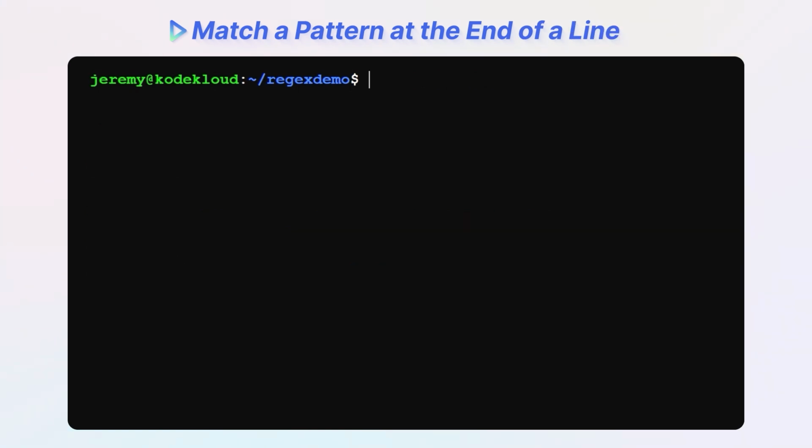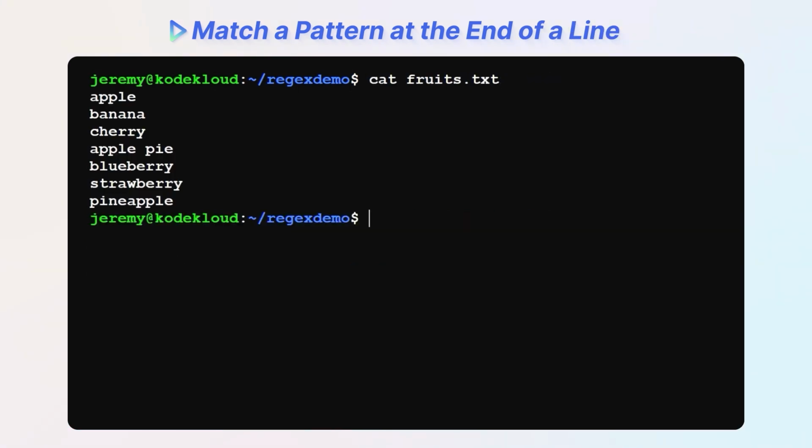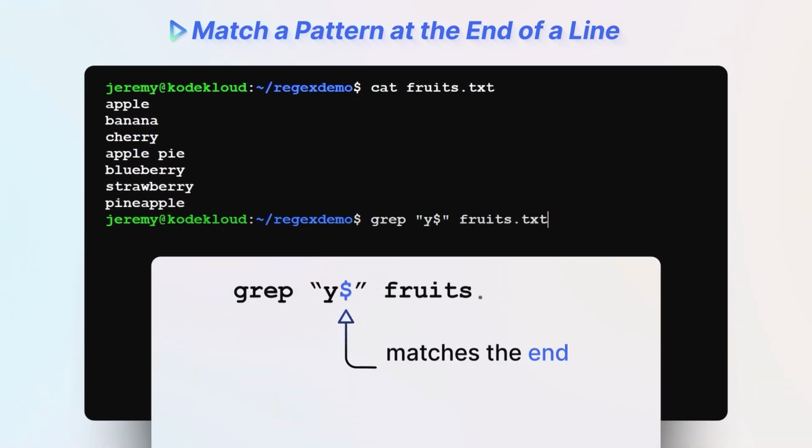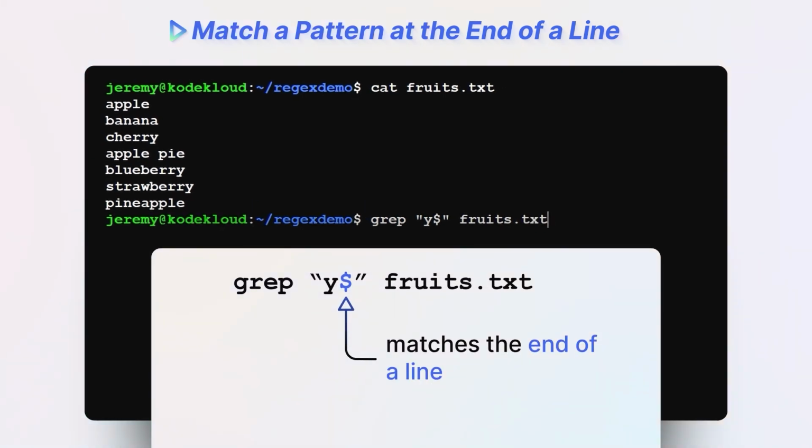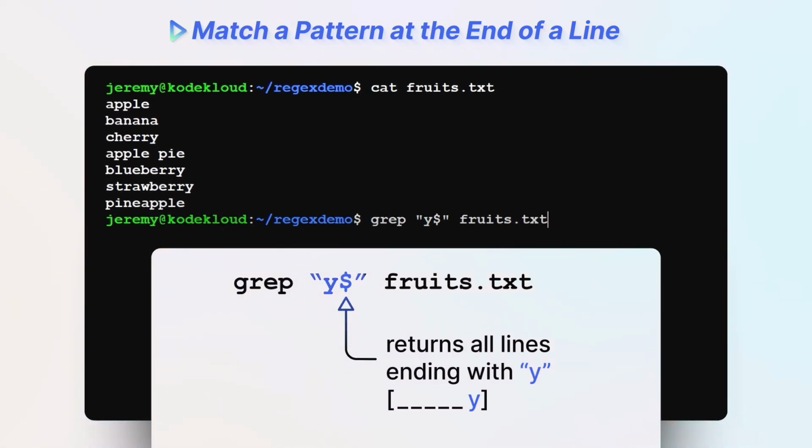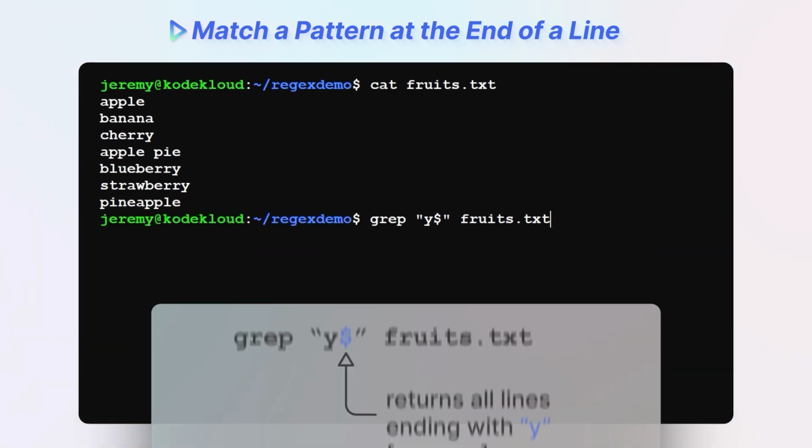Now here's how you match a pattern at the end of a line. We'll type in grep y$ fruits.txt. Now the $ sign metacharacter matches the end of a line. This command will return all lines that end with the letter Y.